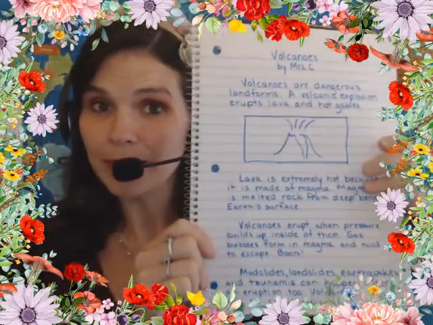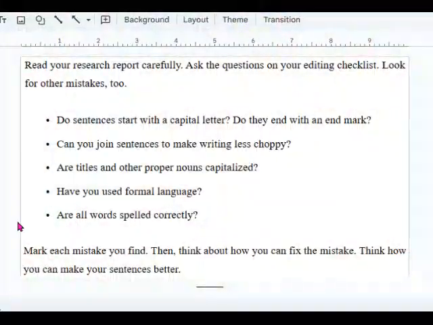Then after you type your published draft, check it too and just make sure you didn't type too quickly or accidentally hit the wrong key and make any mistakes there. Do your sentences start with a capital letter? Do they end with an ending punctuation mark? Can you join the sentences to make your writing less choppy?